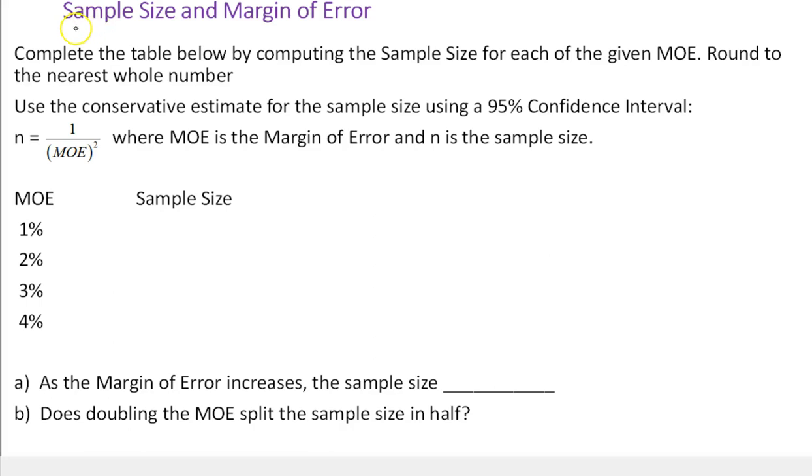In this example, we're going to look at sample size and margin of error. Complete the table below by computing the sample size for each of the given margins of error. Round to the nearest whole number. Okay.